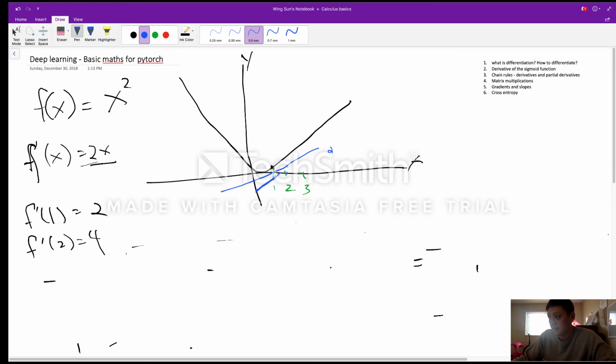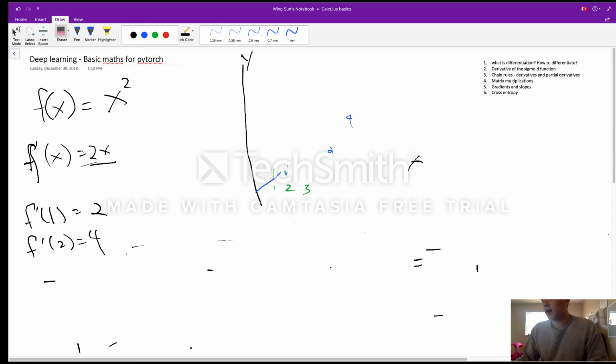the gradient is actually equal to 4. That's basically all it's doing. Okay. The first derivative, the one with the prime, is basically a gradient equation of that equation, right?